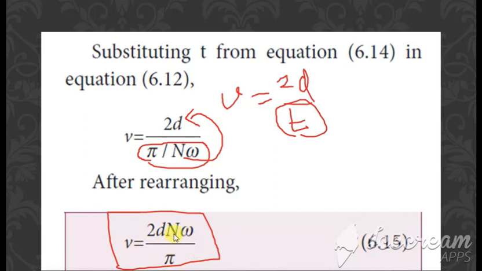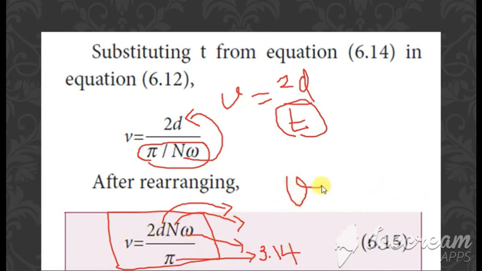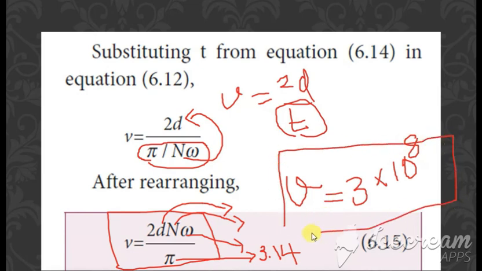So all the values are known, because D is the distance traveled by the light, n is the number of teeth in the toothed wheel, and omega is the angular velocity, and pi we know is a constant value, which is equal to what? 3.14, is it not? So substituting all these values, we get the value of V, which is the speed of light, and that speed of light is found to be 3 into 10 power 8. So using Fizeau's method, we are able to determine the value of the speed of light. Clear with this?